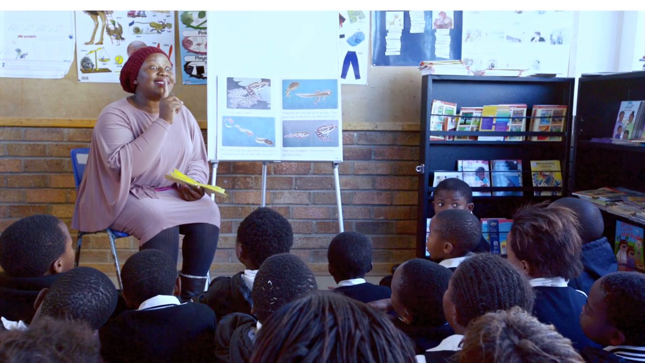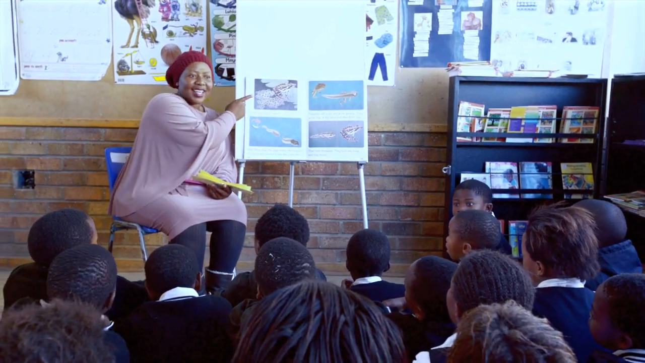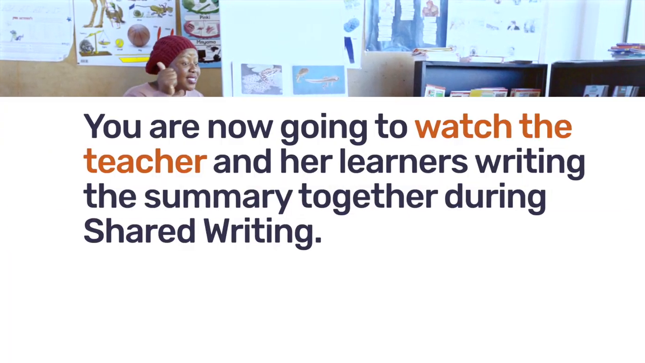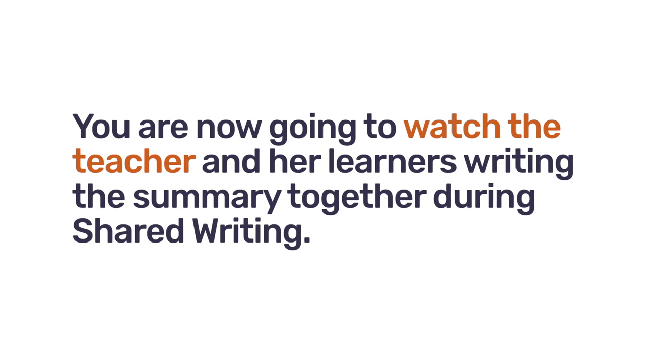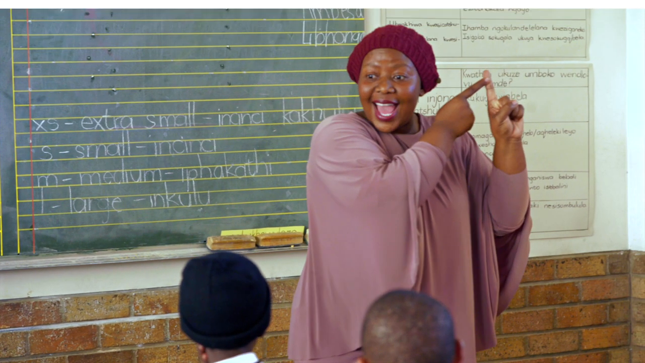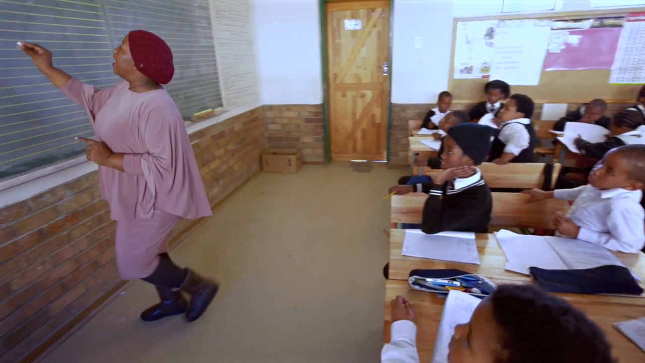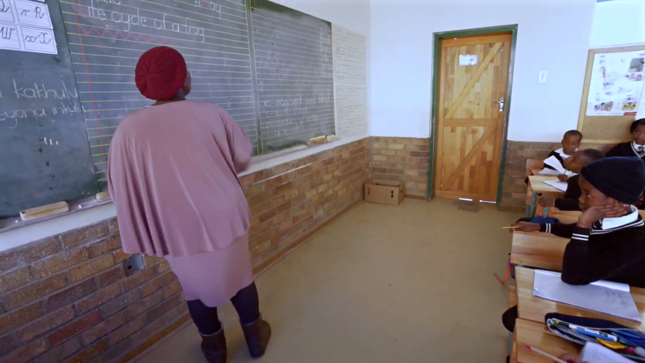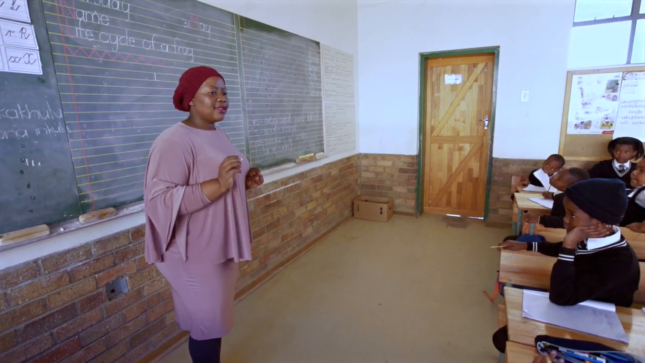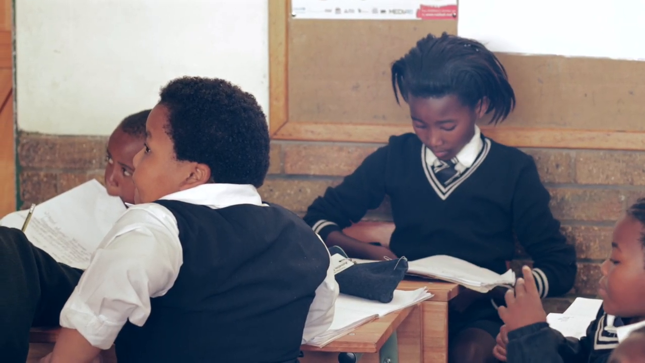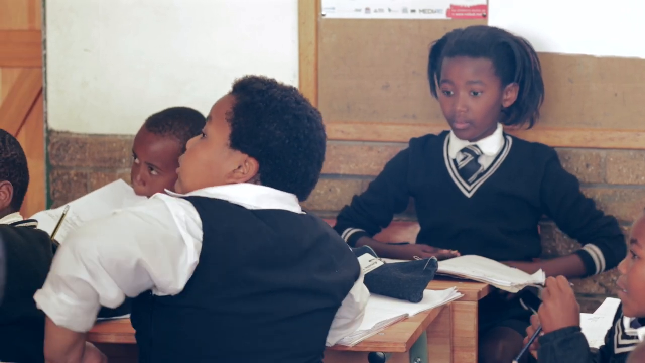We are going to do a summary of the life cycle of a frog. We'll talk about it, and you guys will remind me what the stages are. It's the first thing that happens. Okay, number one for the frog cycle. What do we write? Who can tell me what we write? Eggs.